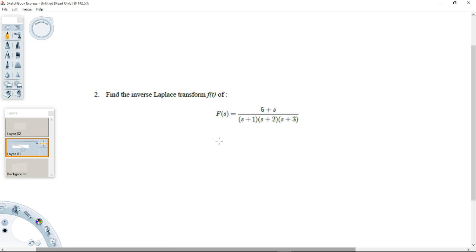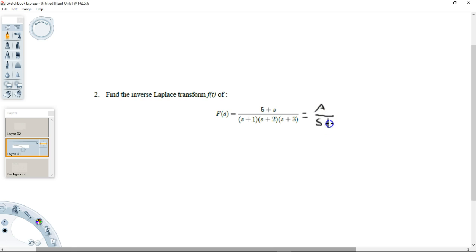So for this problem, this is a transfer function, and you need to be able to break this up into components to be able to analyze and bring it into the time domain. You can tell this is a Laplace transform by the s's and the capital F that you see here. So breaking this up into components, it would look something like this. It's called partial fraction decomposition.